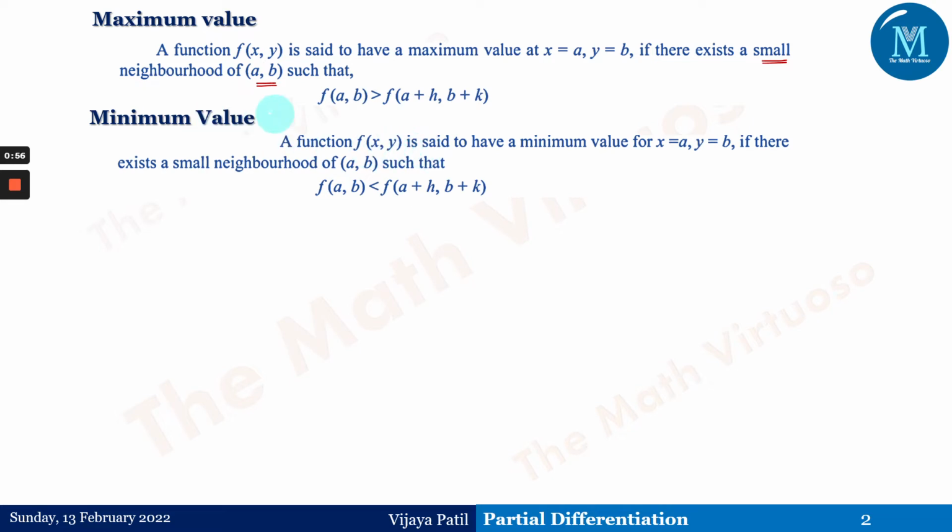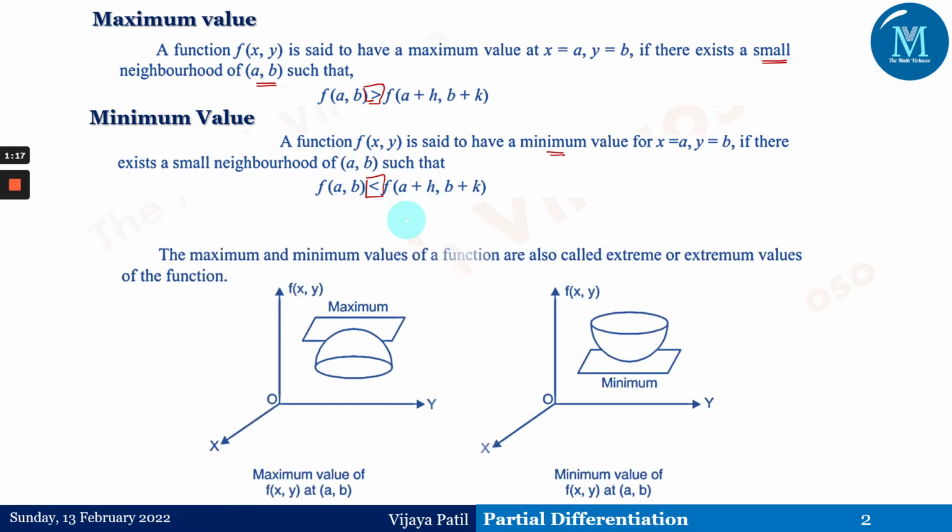Similarly, the minimum value is defined under the same condition at x equals a, y equals b. Where is the difference? The difference is in this sign: it is greater than for the maximum and less than for the minimum. So again we define the neighborhood of the point a comma b to get the minimum value of this function f of x comma y.